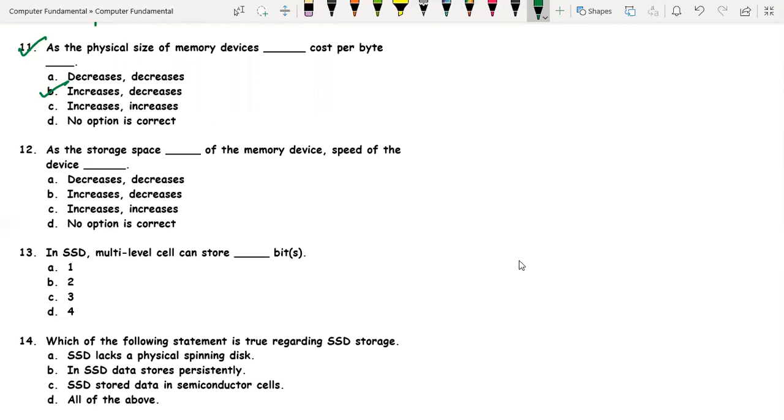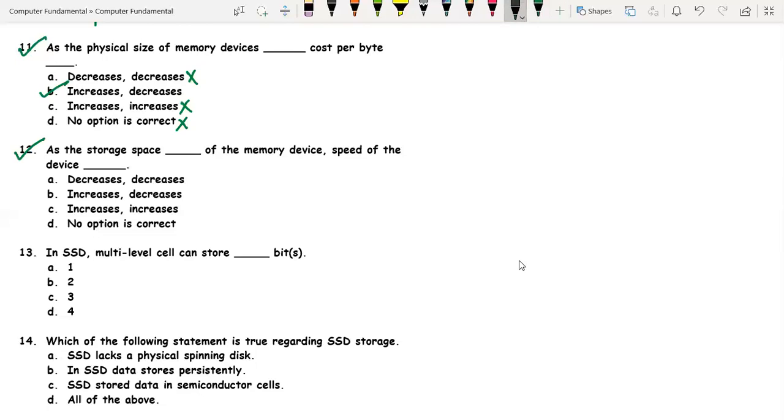Option A is not possible because as the physical size of the memory device decreases, cost per byte increases. So this option is wrong. Let's take option C: as the physical size of the memory device increases, cost per byte increases. So this option is also wrong, and this option is the correct one. Okay, move to question number 12.